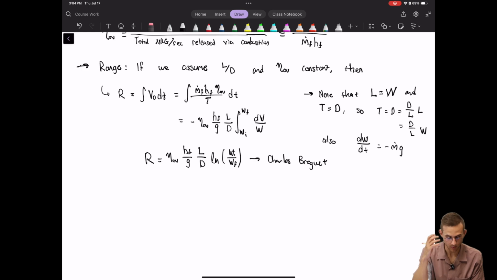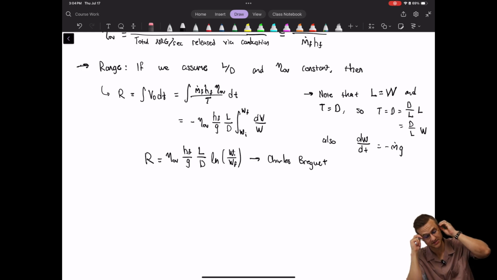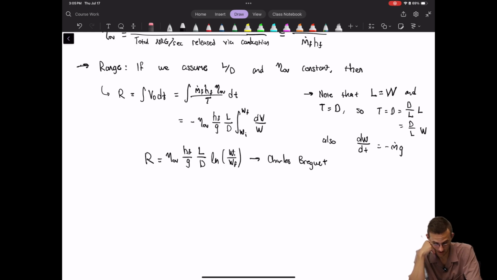So essentially, as your weight decreases, to maintain the constant lift over drag value, your altitude has to increase, accompanied with a corresponding decrease in required thrust. It's just the dynamics to keep this all the same.